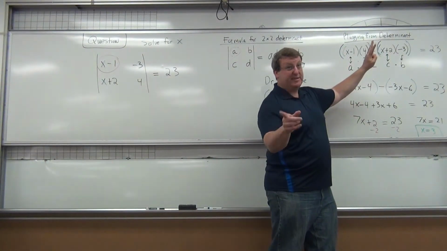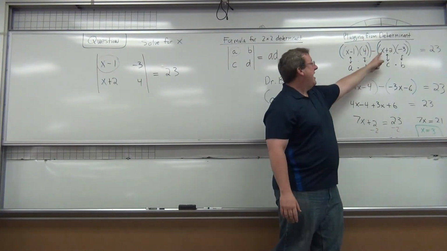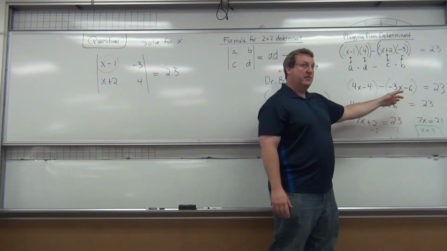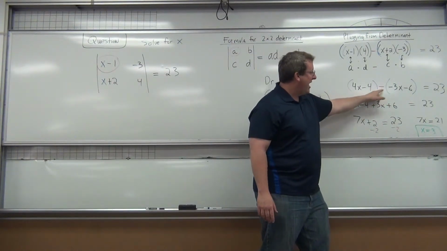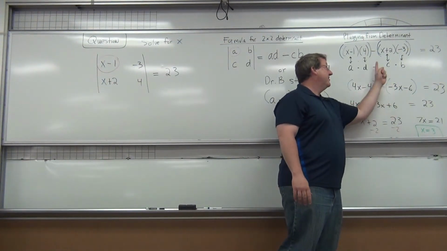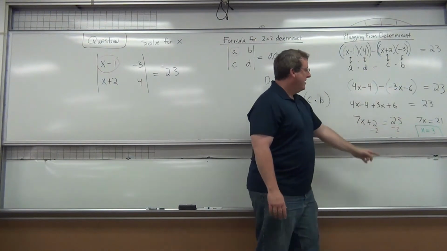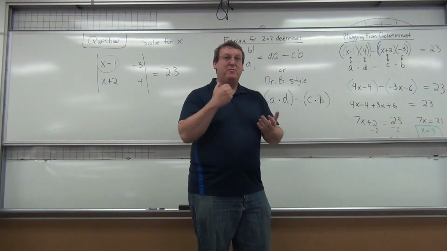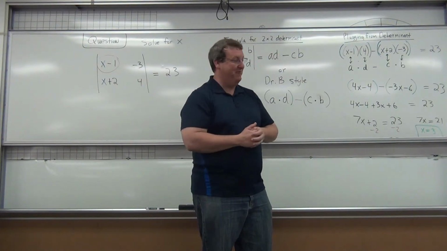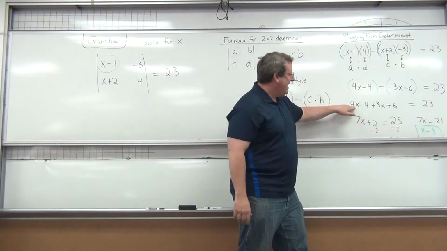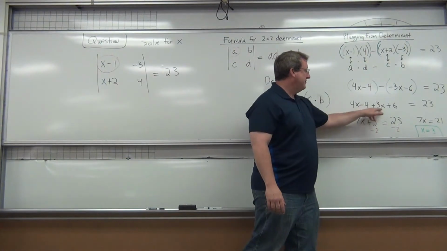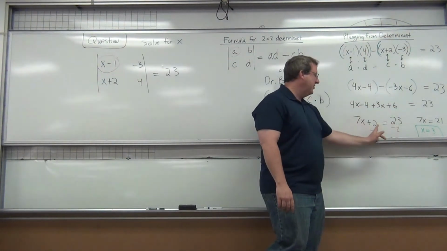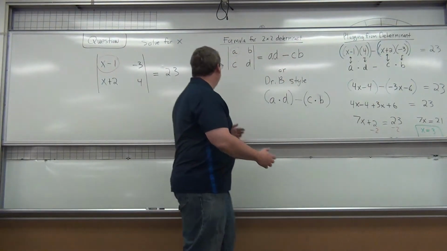Now this is where you're going to see why the parentheses help you. x plus 2 times negative 3 is negative 3x minus 6. What happens when you subtract across parentheses? You subtract everything over here. It makes the minus minus become a plus. That's where people make mistakes, but you won't. You're going to be careful. You add the like terms. 4x plus 3x, you get 7x. Negative 4 and 6, you get positive 2. It's equal to that 23 you started with.